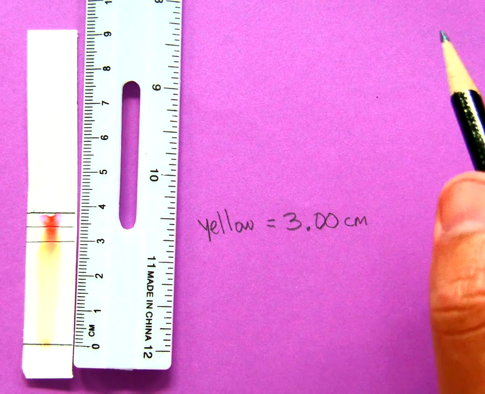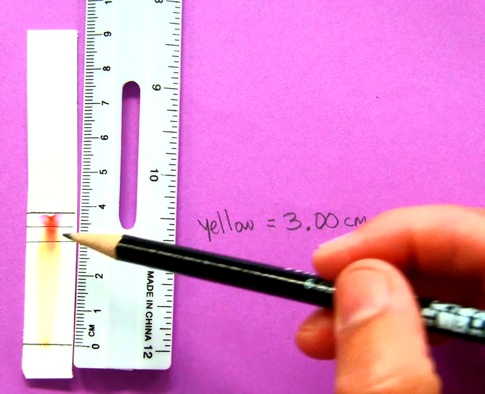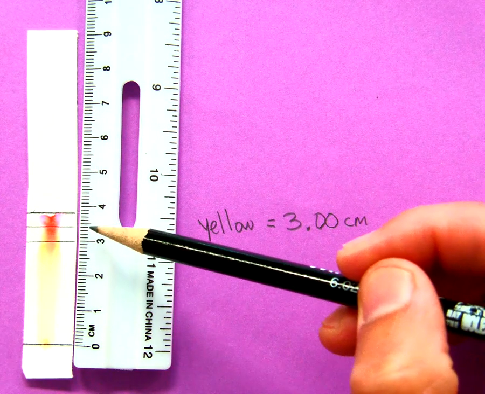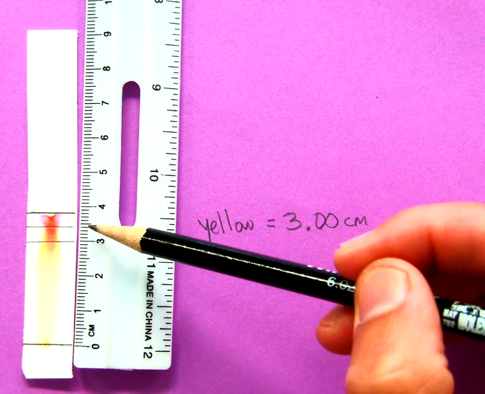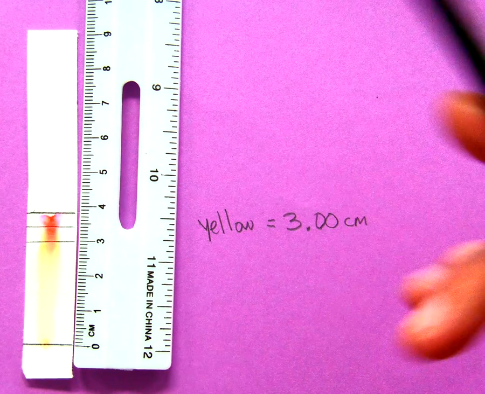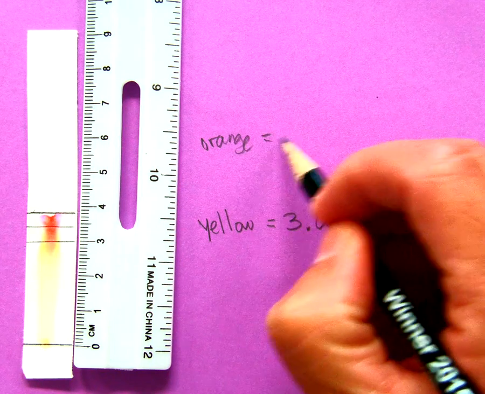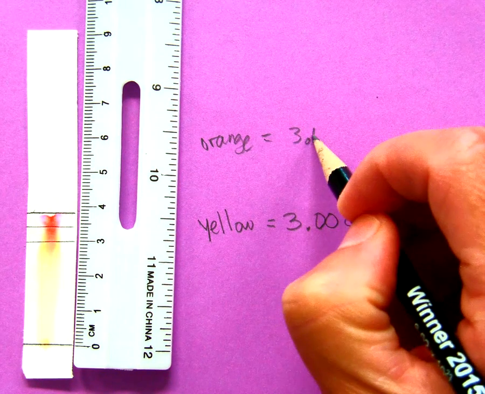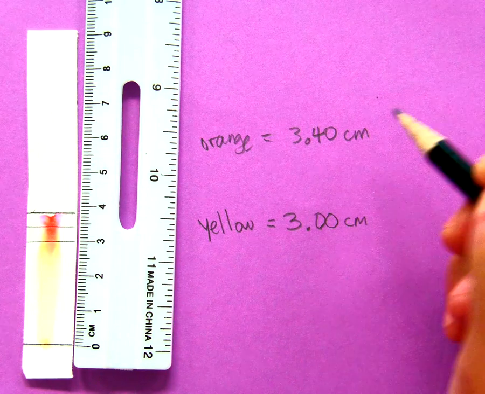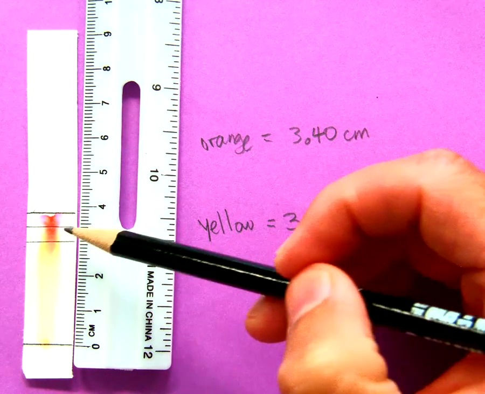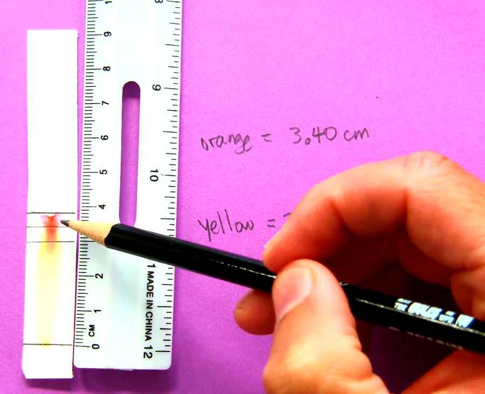Okay, I'm going to write another one for the orange, which is right here. So I'm going to look over here, and it looks like it's 3.4, and actually it really does look like it's right on the line to me. So I'm going to write orange equals 3.40 centimeters. And then lastly, I'm going to look at the red, and the red goes all the way up to here.